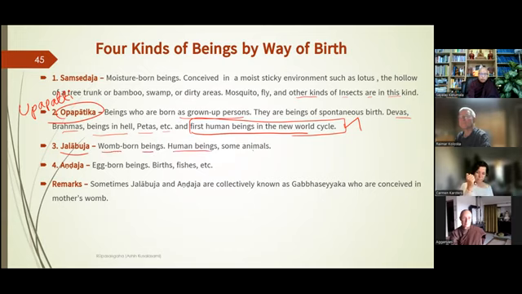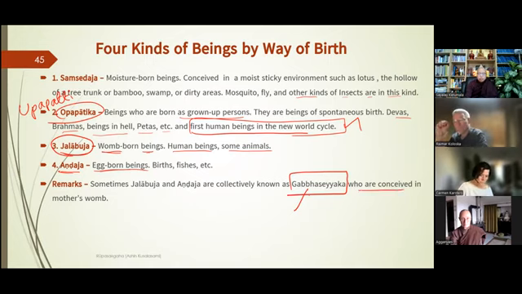And next is the Jalabuja, womb-born beings, human beings and some animals, and Andaja, egg-born beings, birds, fishes, etc. So even though here there are four kinds of beings, sometimes three kinds of beings are mentioned in some texts, because the Jalabuja, womb-born beings, and Andaja, egg-born beings, are collectively known as the Gabbhaseyyaka. Gabbha means womb, mother's womb.